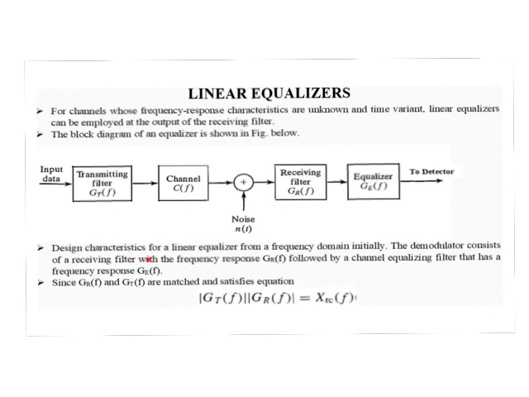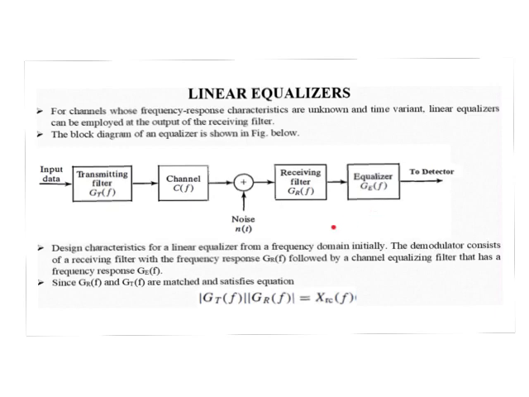Now, the design characteristics for a linear equalizer are taken from the frequency domain initially. That is why I gave the response of each filter, whether it is the transmitting filter, the receiving filter, the channel or the equalizer, in the frequency representation. Here the demodulator consists of the receiving filter with the frequency response GR of f, followed by the channel equalizing filter, which has a frequency response GE of f.